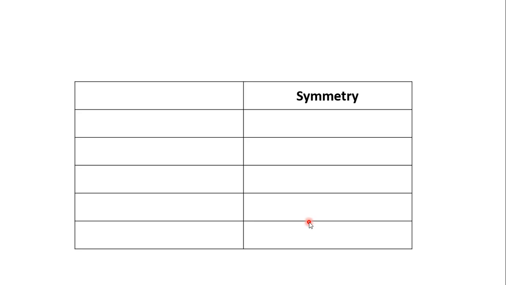We will summarize them now. For sigma, we got the symmetry as A1. For sigma star, we got the symmetry again as A1. For pi, we got the symmetry as B2. Pi star, the symmetry is again B2. And for the non-bonding orbital, the symmetry is B1.